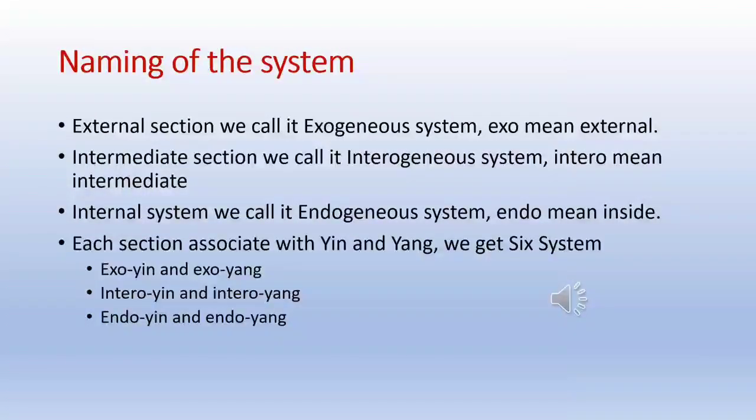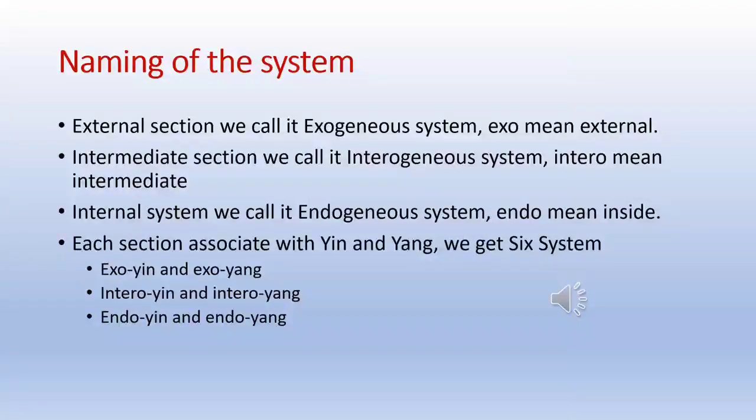Coming to the naming of the system, the external section we call the exogenous system. Exo means external. The intermediate section we call interogenous. Intero means intermediate. The internal section we call the endogenous system. Endo means inside. Each section is associated with yin and yang, so totally we get six sections. We have exo yin and exo yang for the external one, intero yin and intero yang for the intermediate one, and endo yin and endo yang for the inside. So this is quite simple in definition.